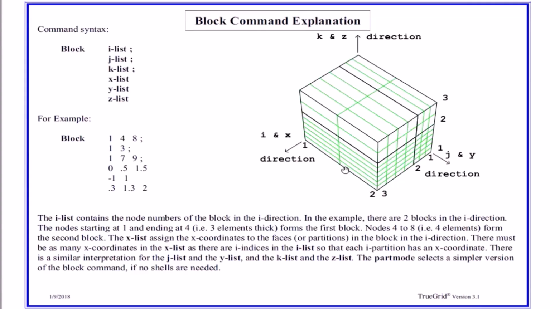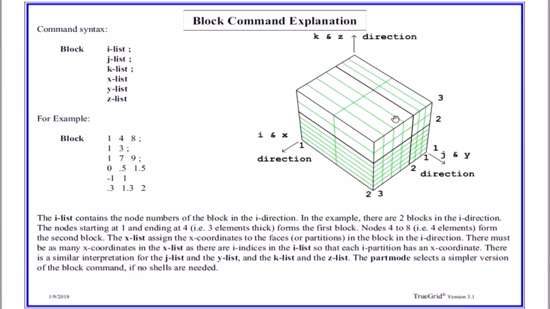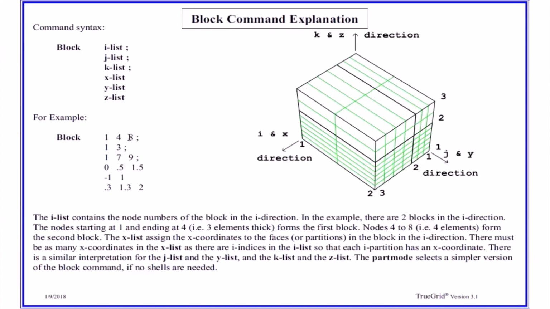Now, if we wanted to turn this into a shell that formed a box, I is in this direction. So we want this face to be a shell. So we would go to the 3rd partition in the I direction and make it a minus. Now we would also want this hidden face back here to be a shell. That's the 1st I partition. So we would put a minus on this 1.